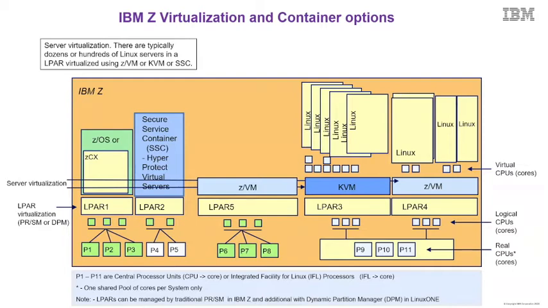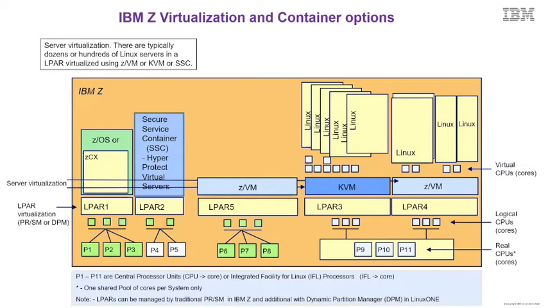Now, here on the chart, you see different LPARs. If you start with LPAR 1, you see z/OS on that LPAR, and you see zCX as a box inside. That's basically the z/OS Container Extensions. I will go into more detail on it. But that's a container environment that you have inside z/OS these days.